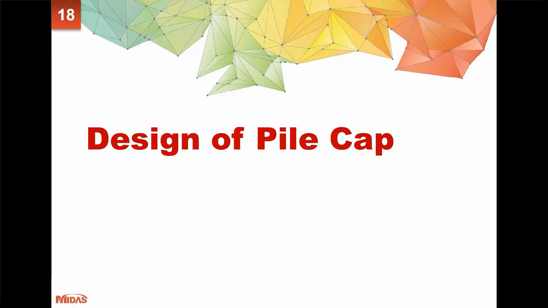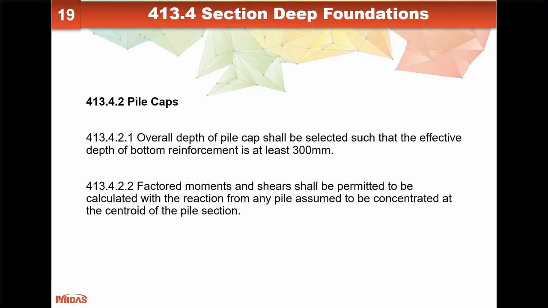So for the design of pile cap, under NSCP section 413.4, the overall depth of pile cap shall be selected such that the effective depth of the bottom reinforcement is at least 300 mm. So it is stated that the effective depth of the bottom reinforcement is at least 300 mm, meaning you cannot use a 300 mm thick for your pile cap, because if you use a 300 mm thick, your effective depth for the bottom reinforcement will be less than 300 mm.